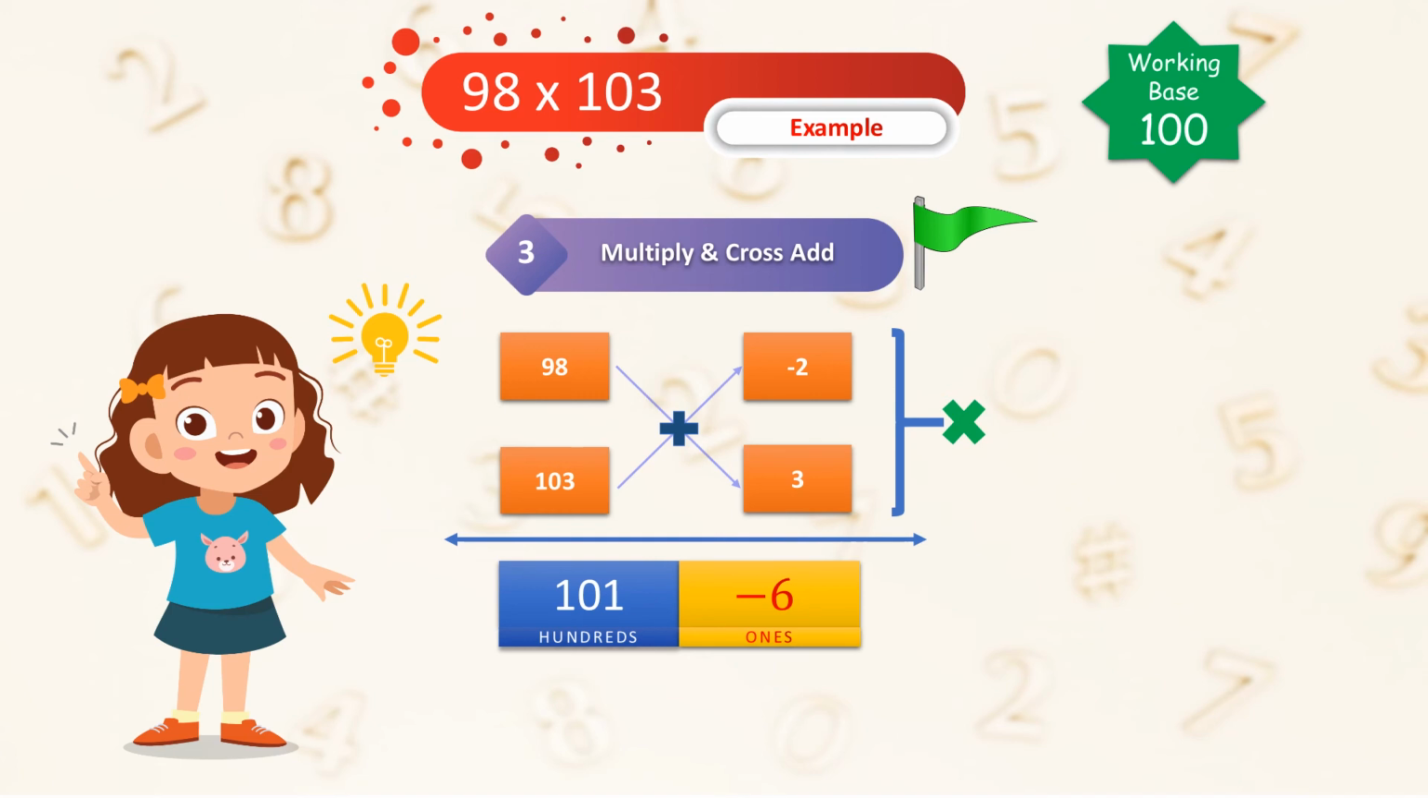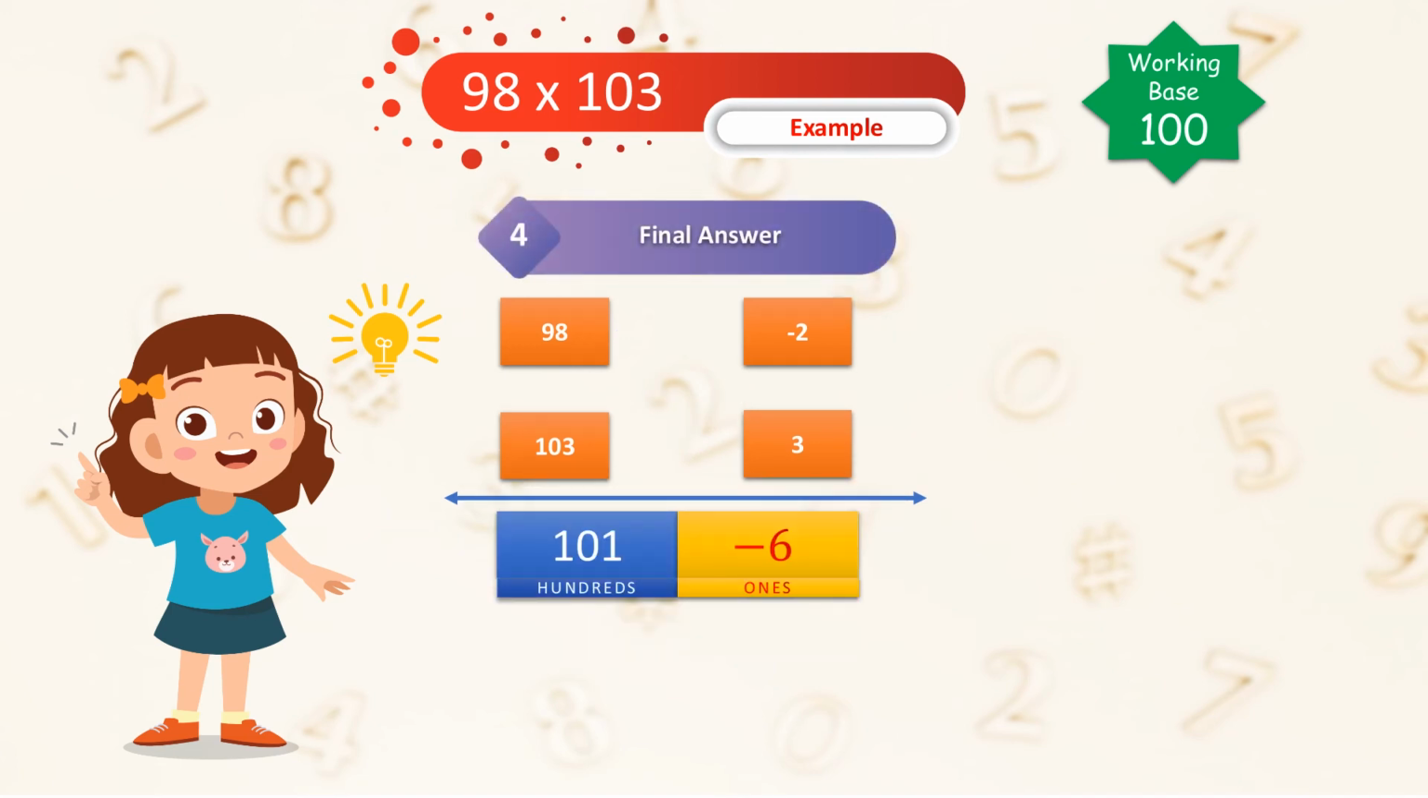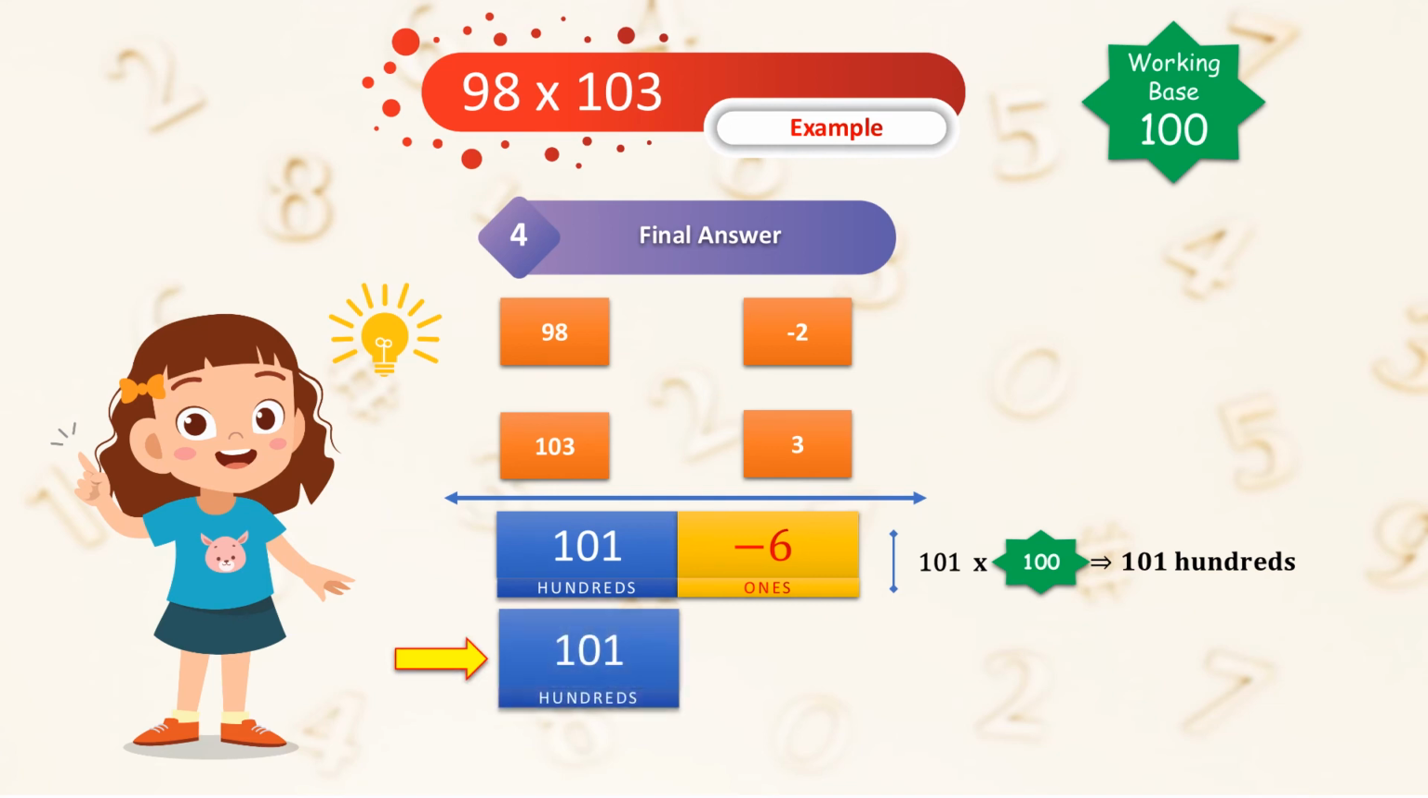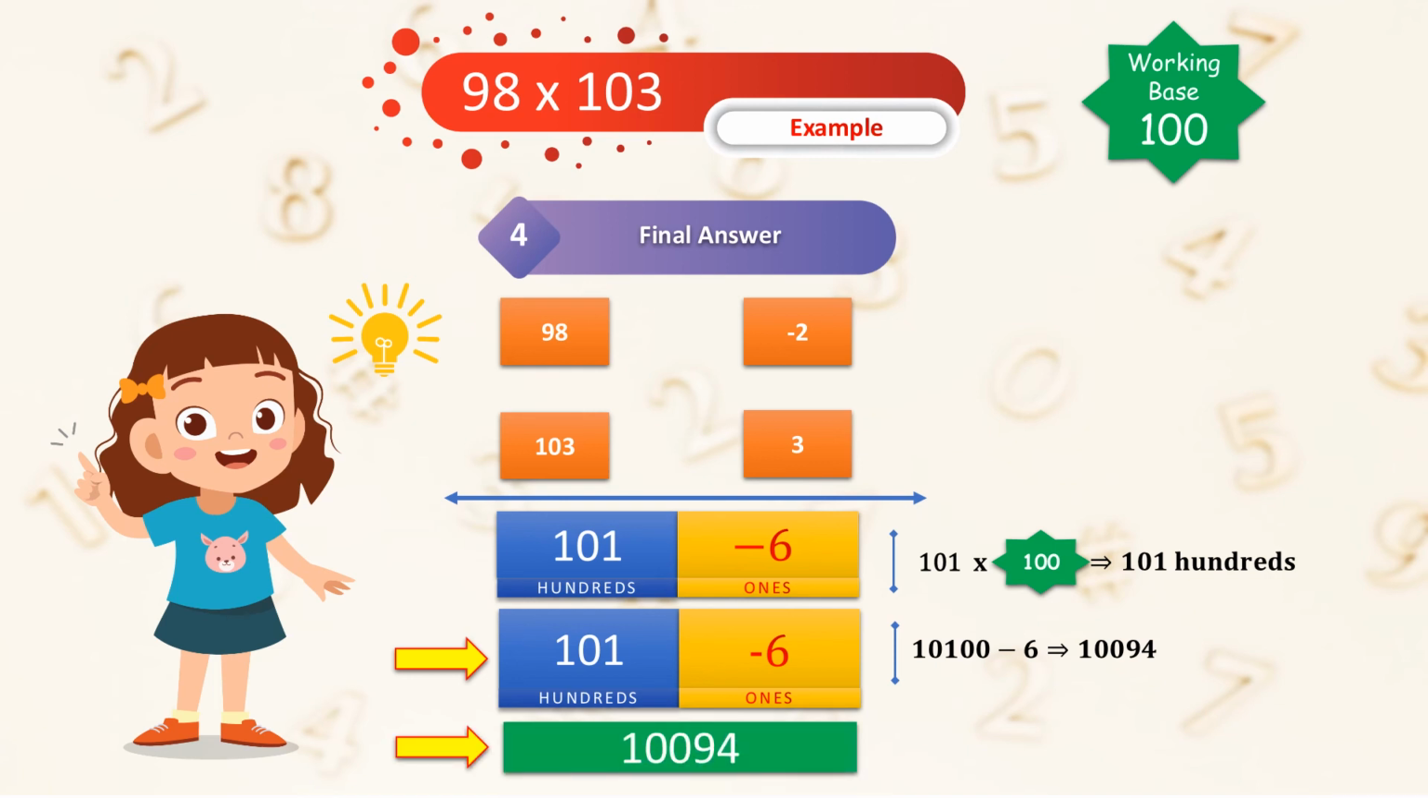So that completes step 3, and in step 4 we first take the 101 hundreds and we subtract 6 from it. So 101 hundreds is 10,100 minus 6 is 10,094. So the product of 98 and 103 is 10,094. That completes our step 4, and we have got our final answer as well.